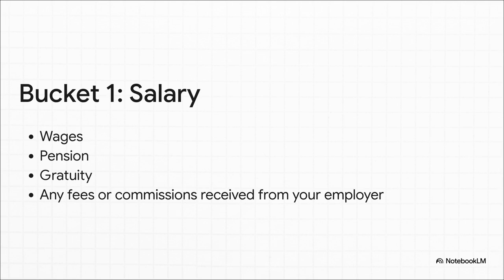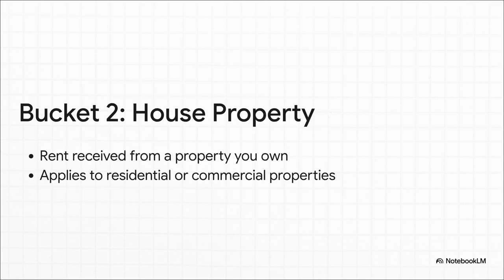So bucket number 1 is the one most of us know best, salary. If you've got a job, this is your world. It's your basic pay, your pension, gratuity, basically anything your employer gives you for the work you do. Bucket number 2 is for income from house property. And this one's pretty straightforward. If you own a property, could be an apartment, could be an office space, and you're renting it out, the rent you collect goes right into the second bucket.